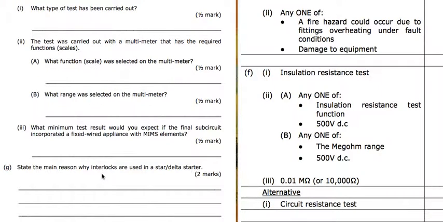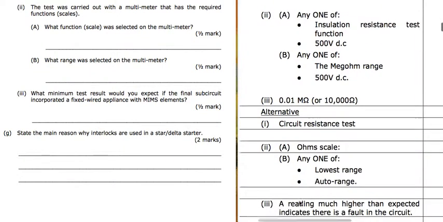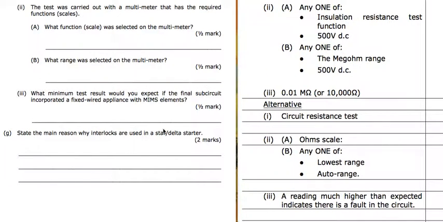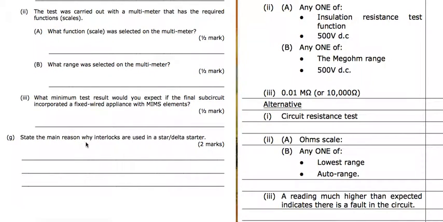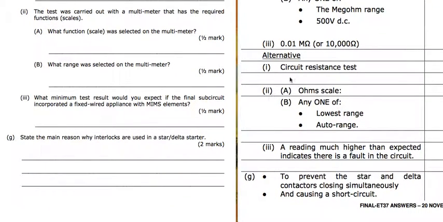Now, the main reason why interlocks are used in a star delta starter is that we don't want the motor being in star and delta at the same time. So we have mechanical interlocks that stop it going into both conditions. And so, I've lost myself here, because there's an alternative answer there for circuit resistance test. It could have been a circuit resistance test.